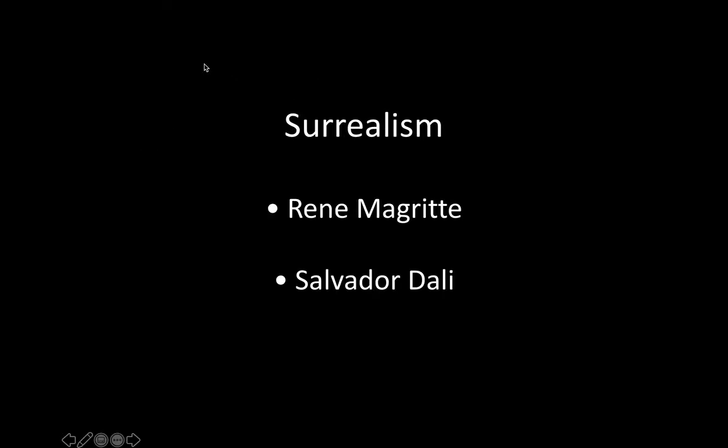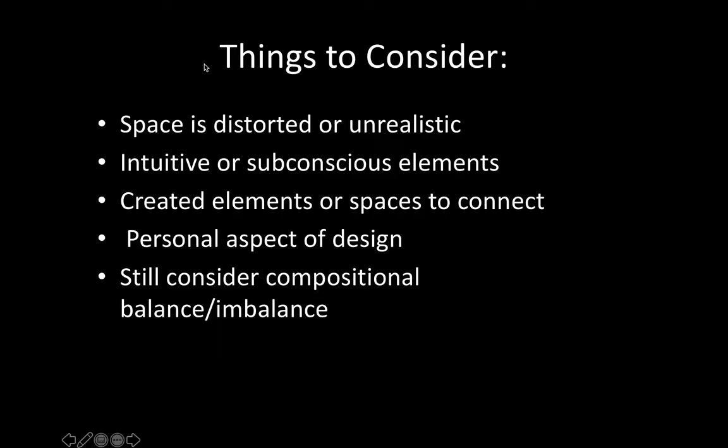So we're going to look a little bit at the surrealistic movement and just briefly look at some of the paintings by Magritte and by Dali, which have a big influence on this project because of the way that the surrealists used subconscious elements, intuitive elements, and then they also really distorted the space or created unrealistic proportions or relationships between objects.